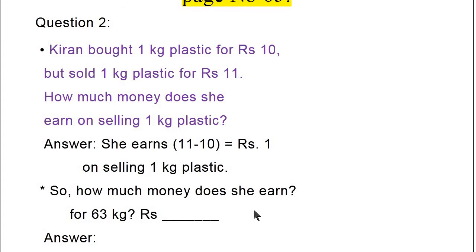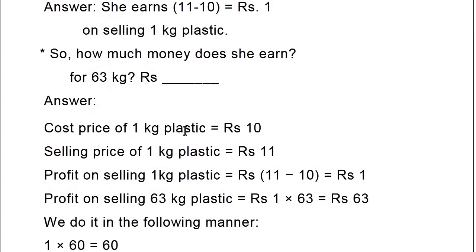So how much money does she earn for 63 kg? Cost price of 1 kg plastic is 10 rupees. Selling price of 1 kg plastic is 11 rupees. Profit on selling 1 kg plastic, 11 minus 10, is equal to 1 rupee. So profit on selling 63 kg plastic is equal to 1 into 63, which is rupees 63.